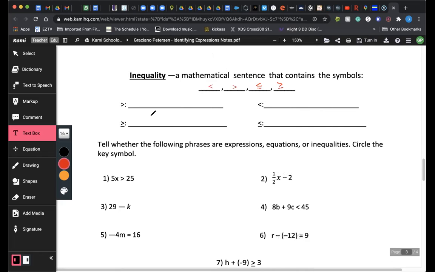And you have them down here, so you can name them, right? So this one is greater than. This is greater than or equal to. This is less than. And then the last one is less than or equal to.